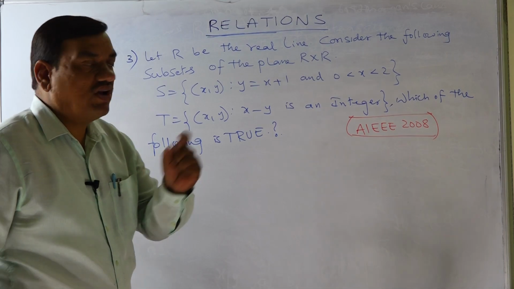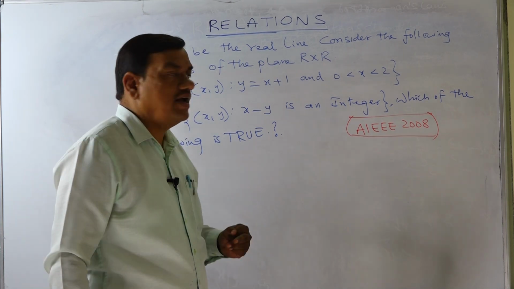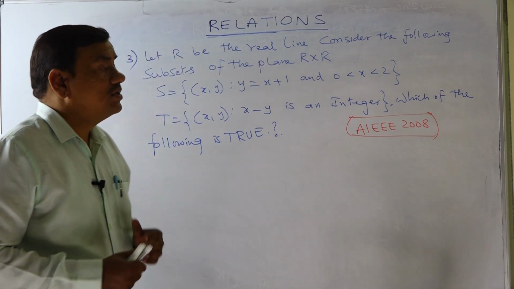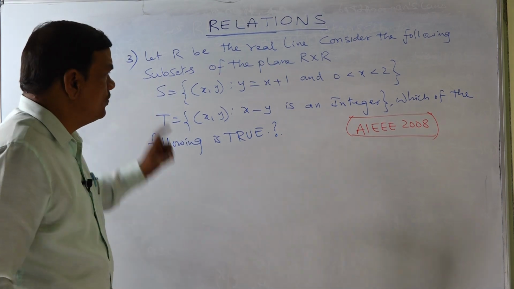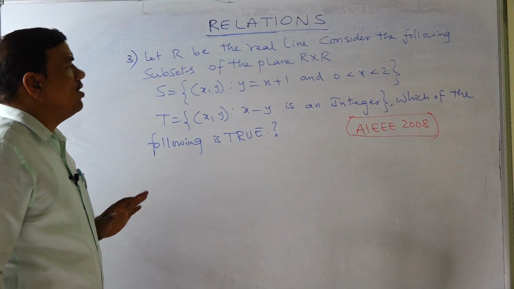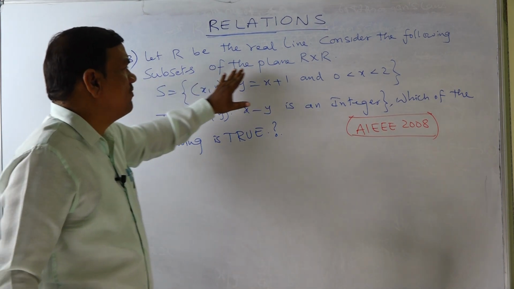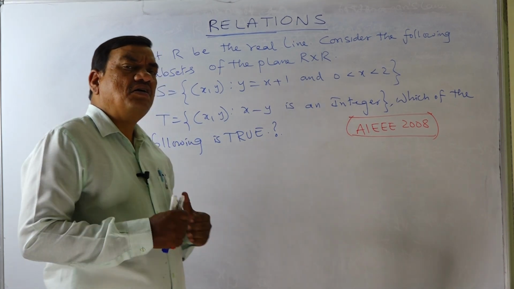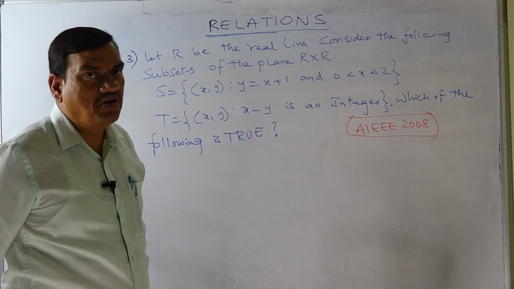Dear students, welcome to the third problem. This was asked in 2008 AIEEE, an exam conducted before the JEE Mains examination. See the problem. Let R be the real line, the real number line. Consider the subsets of the plane R cross R. In R cross R, how many ordered pairs will be there? An infinite number of ordered pairs will be there.